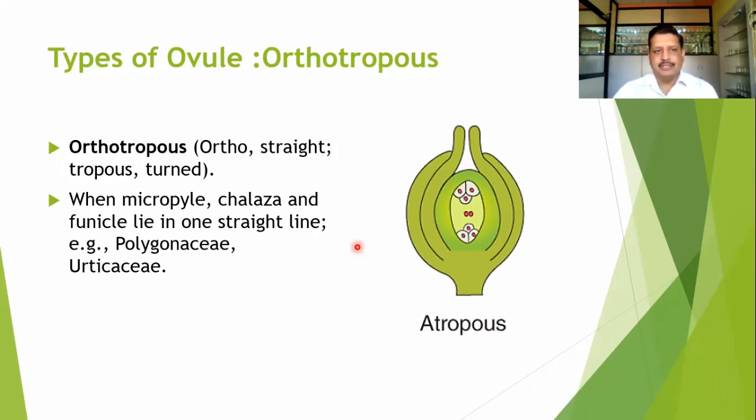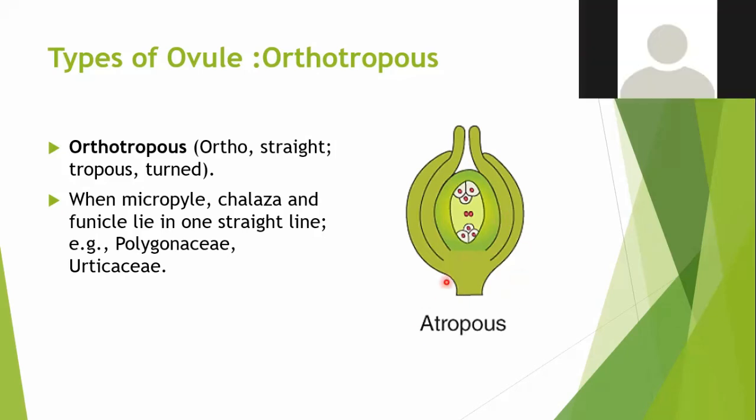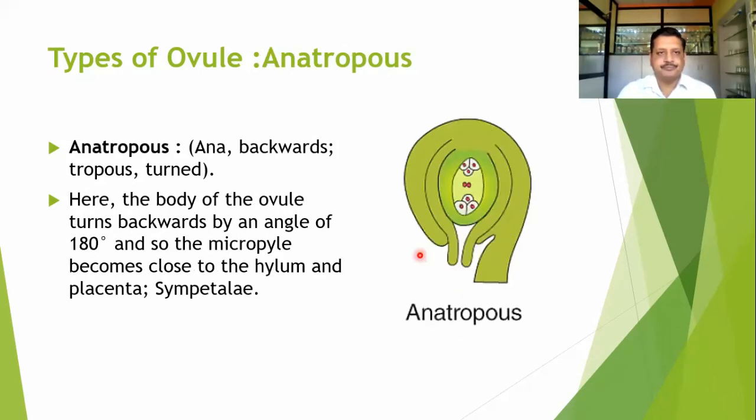When the micropylar end, chalazal end and funicle lie in one straight line, this is called the orthotropous or the atropous development of the ovule. So here we can find the micropylar end, chalazal end, and the funiculus. They are all in one line, and because of that it is known as the atropous ovule or the orthotropous ovule. It is found in the family Polygonaceae and the family Urticaceae.